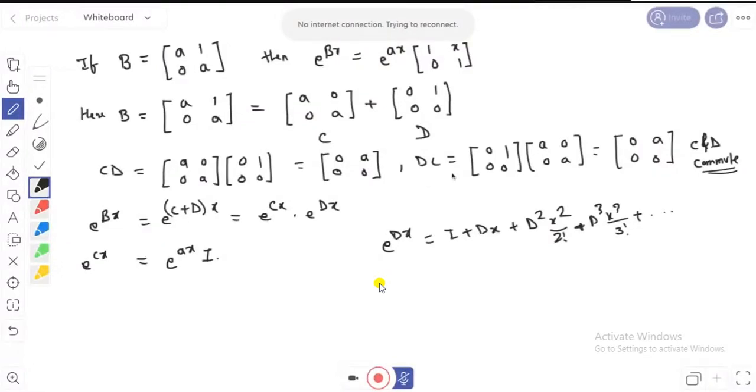Okay, let's go on. So D equals this thing. So what is the identity matrix? So the identity matrix is this thing.